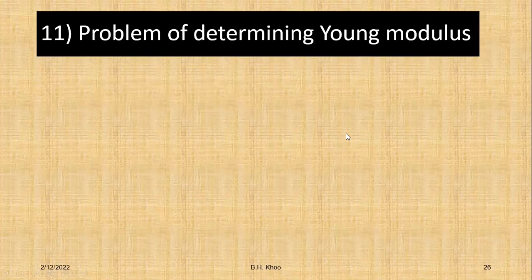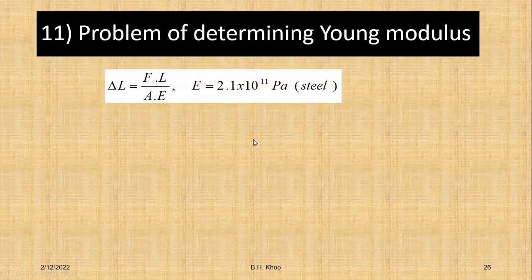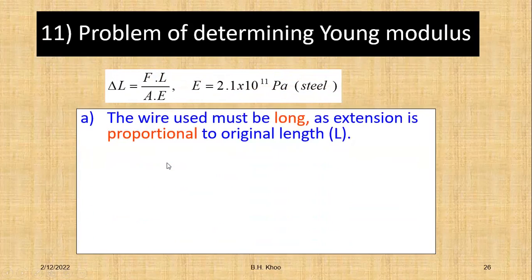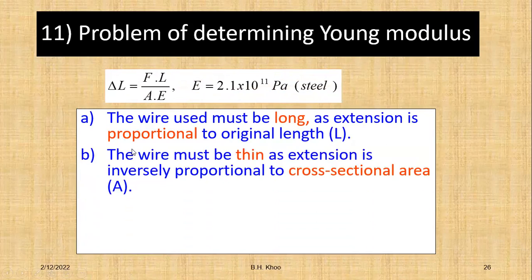Problem of determining Young's modulus. You want to find that extension, and E is very large, so this is very large. Okay, so what do we do? We make this length as long as possible, so this one will be as large as possible. And then you want this area as small as possible, so that this one is also as large as possible. So we make it thin.